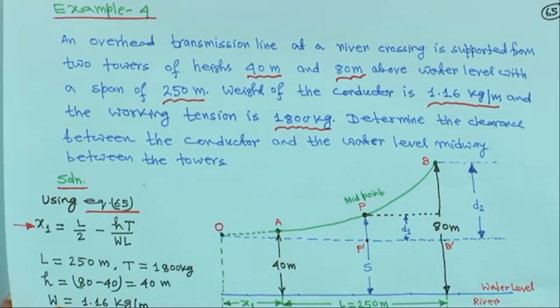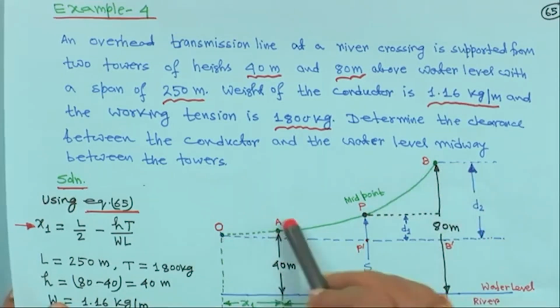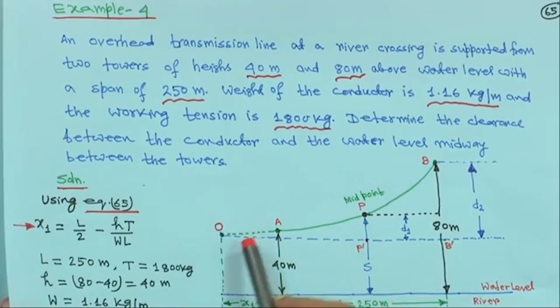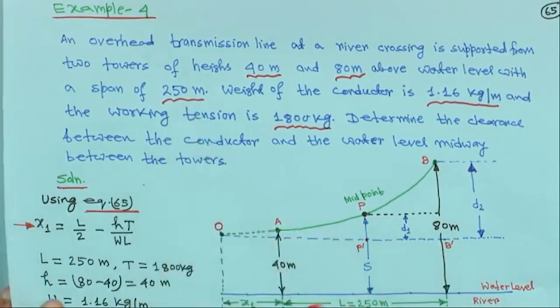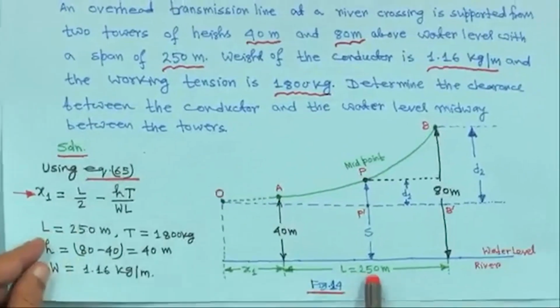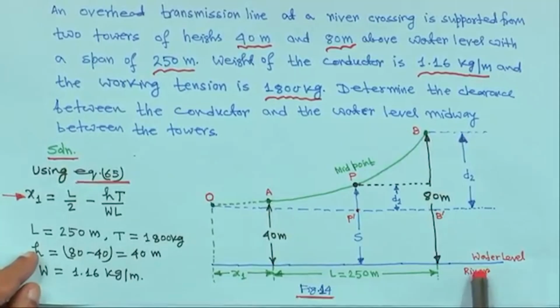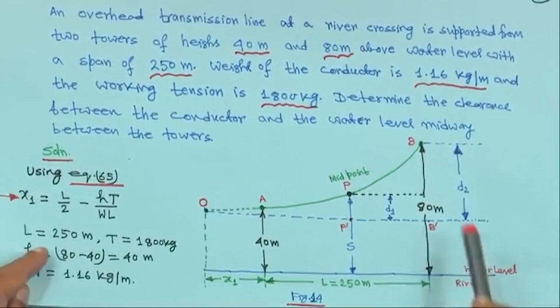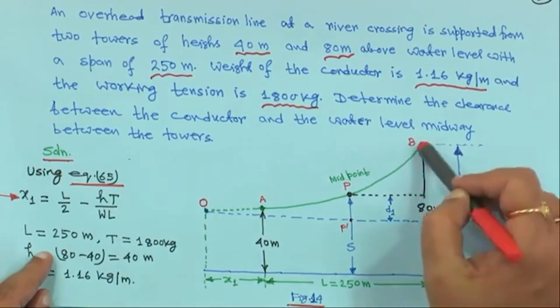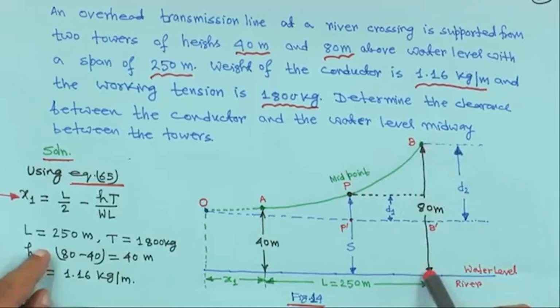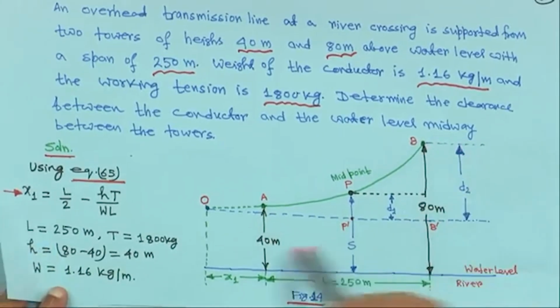So, these are the two points A and B, and this dash line is that imaginary curve, and this is the point O. So, this is the midpoint, and the distance between the two towers is given as 250 meter. So, the horizontal distance L is equal to 250 meter, right, and this is the river and this is the water level. This distance BB dash is 80 meter, that is, from here to here, the river level to here, it is 80 meter. This distance D2 is not given, and from point A to the river level, it is 40 meter.